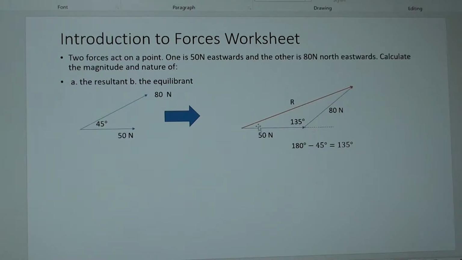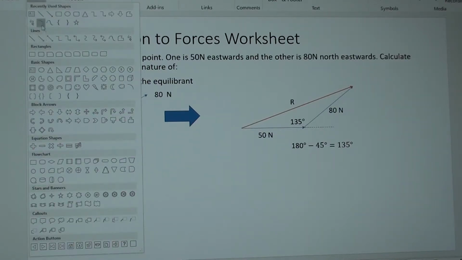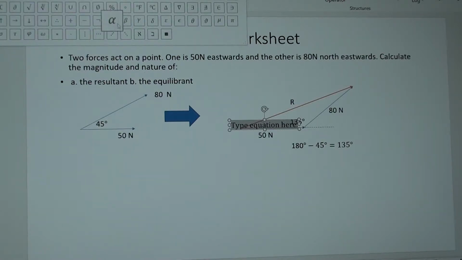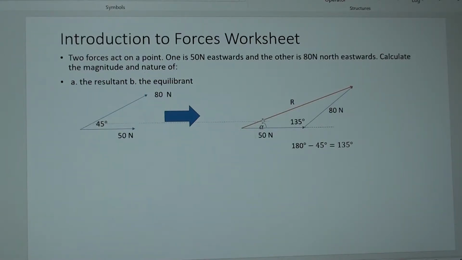Now we try to find this angle as well, which we call alpha, not this one, because this angle is where we started from, the point of the resultant. Again, we want to combine the 50 newtons and 80 newtons into one resultant force. Therefore I will start from this point and call this angle alpha. Because I'm using PowerPoint, I go to Insert, Equations, and from there I put alpha, and then place it here.